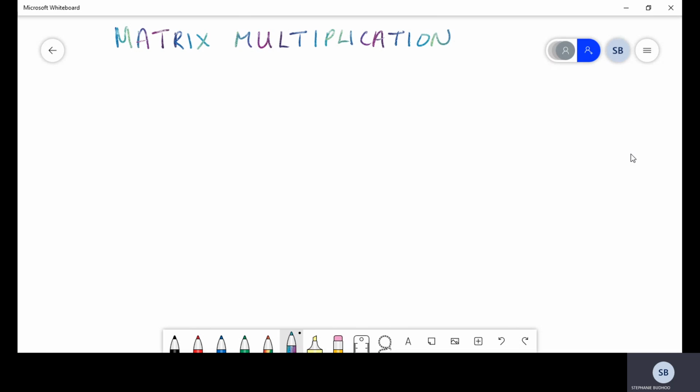Okay, guys. So notice that we had rules. We had certain things to look for when we were doing addition and subtraction. The order had to be the same. Well, it's just a tad bit different when it comes to matrix multiplication. And in order to explain this, I'll show you by example.